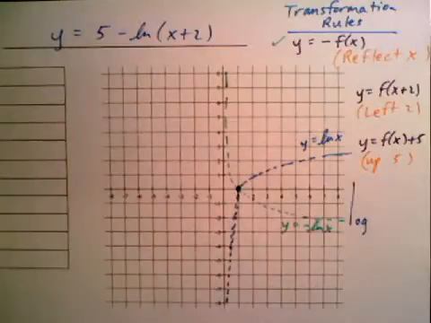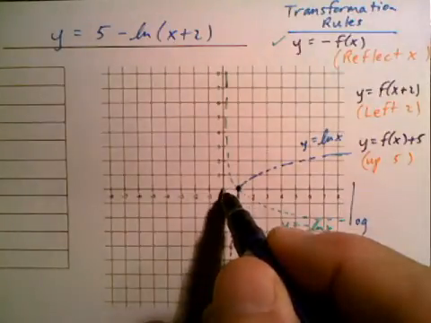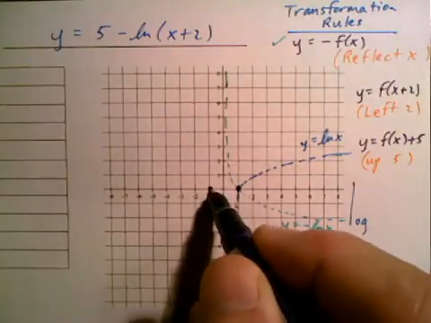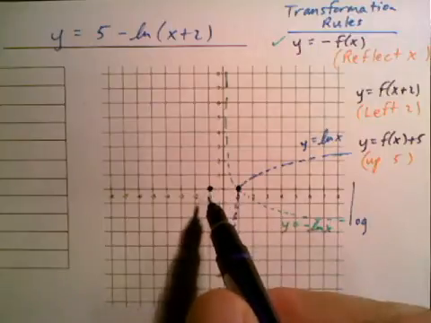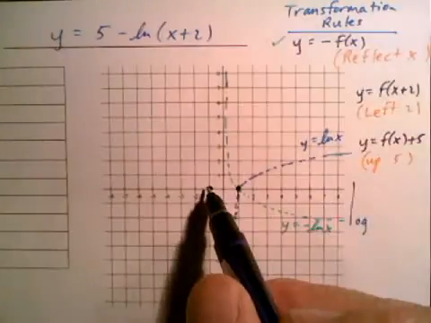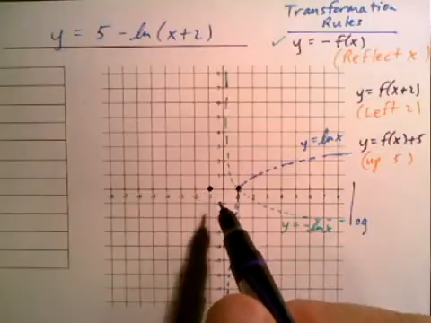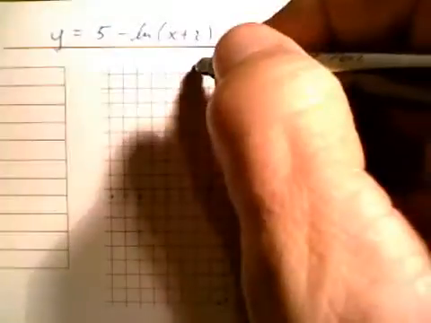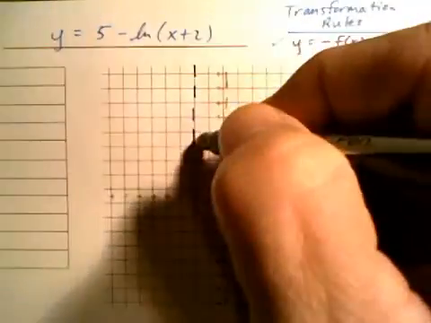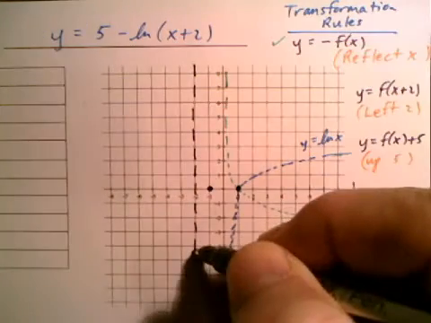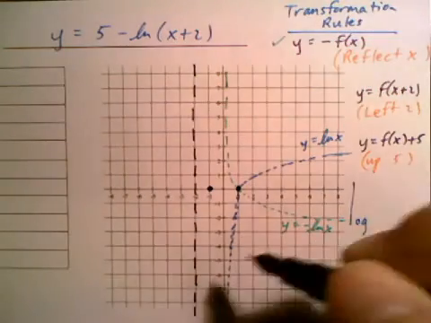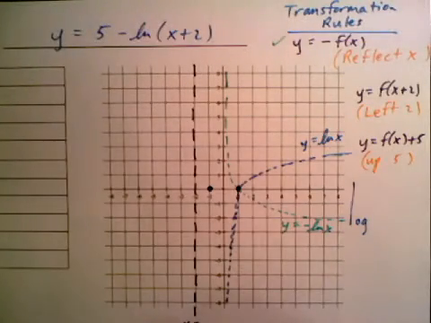But our next one we're going to draw in purple. We go over here 2 units to the left, and our key point just moved 2 units to the left. And remember, guys, the vertical asymptote and the key point are always going to be 1 unit apart. And so our vertical asymptote, moving 2 units to the left, becomes x equals negative 2.